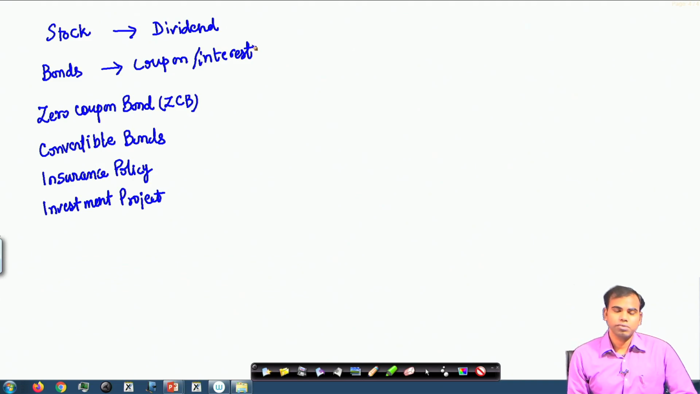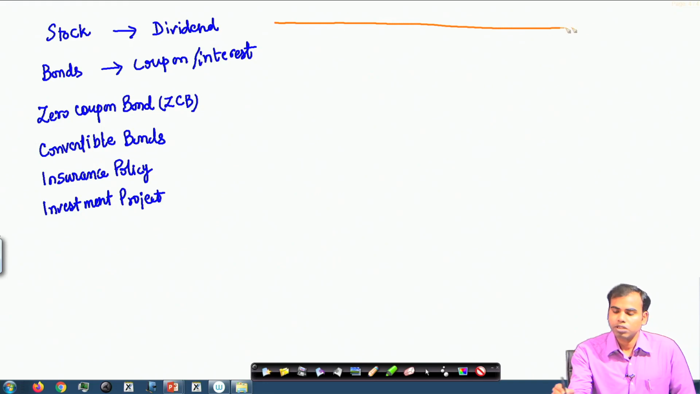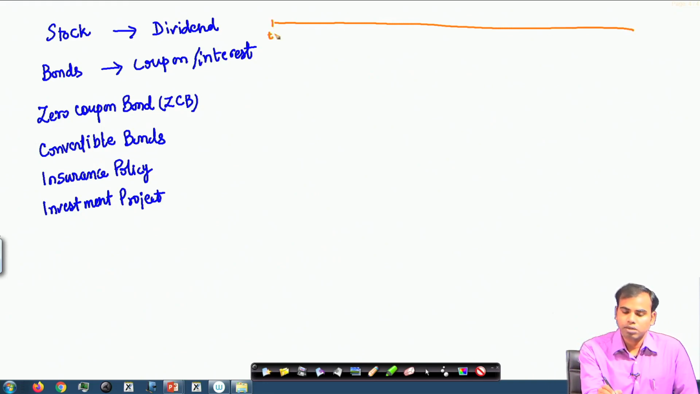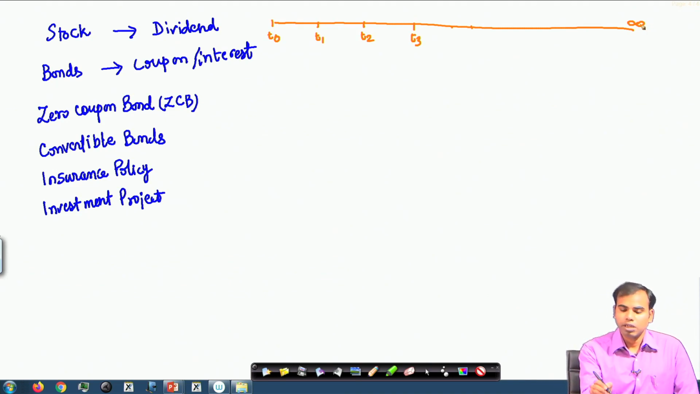So, if we try to explain the unique features of these financial securities, we can show it in terms of a timeline. If you have a dividend, you typically invest some money today and every period you are expecting some return. So, basically this investment period is infinite, and here you are getting a dividend every year. Now, the dividend might be different in different years and you have to pay a price today.